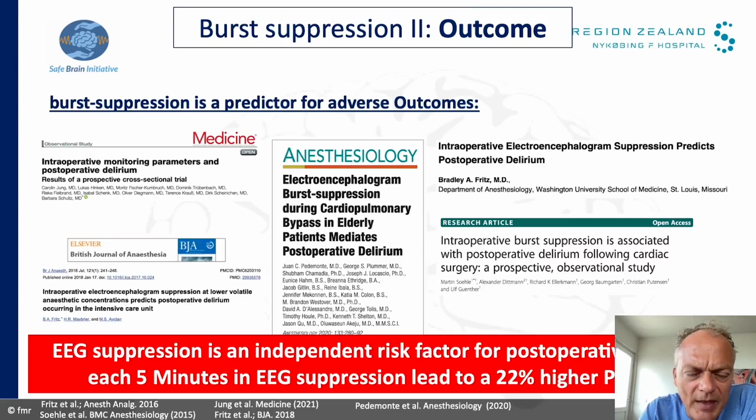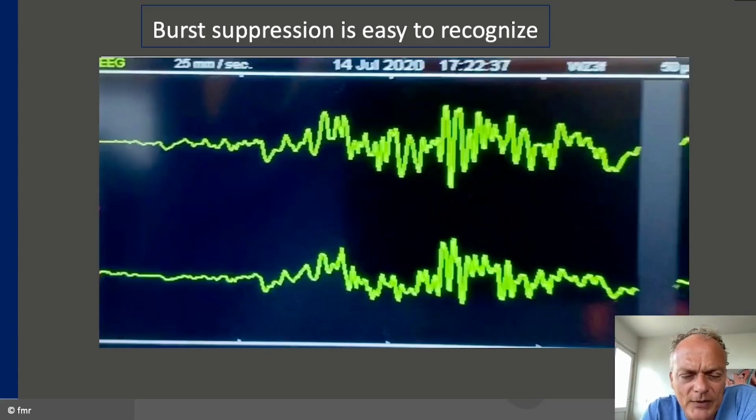There's numerous other literature all showing that the avoidance or decrease of burst suppression is beneficial in avoiding postoperative delirium. Especially the study from Bradley Fritz showed that each additional 5 minutes in burst suppression leads to a 22% higher chance for the patient to develop postoperative delirium. If you apply those numbers to the ENGAGES trial, you can see in itself that it makes sense to avoid burst suppression.